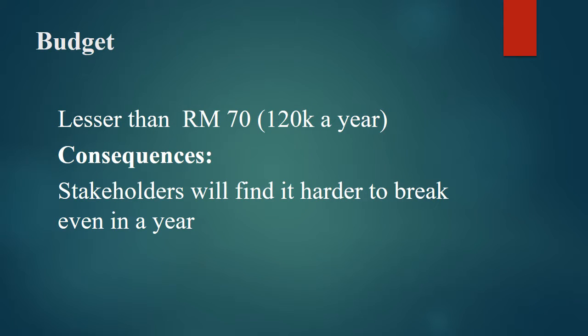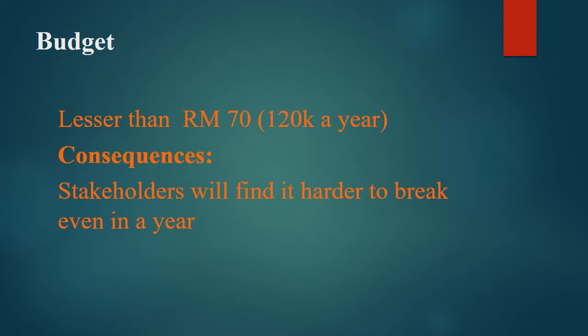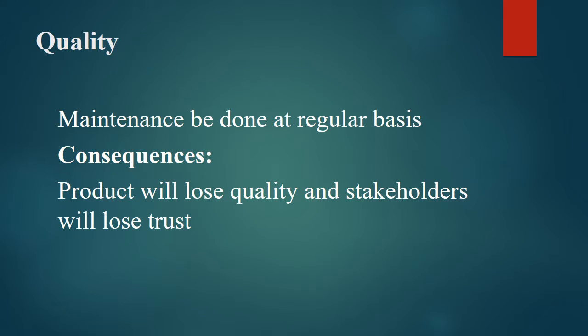Now let's move on to budget. Our product should cost less than RM 70 and it should save at least 120k a year. If we can't do that, the consequence is that stakeholders will find it harder to break even, meaning to get back the money that they've used up in this system. By saving money, they want to make back the money that they've put into applying the system.